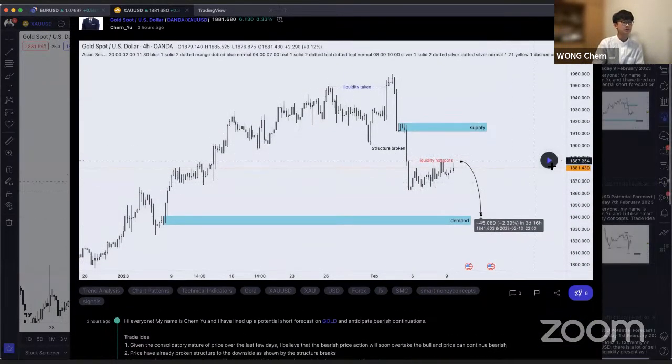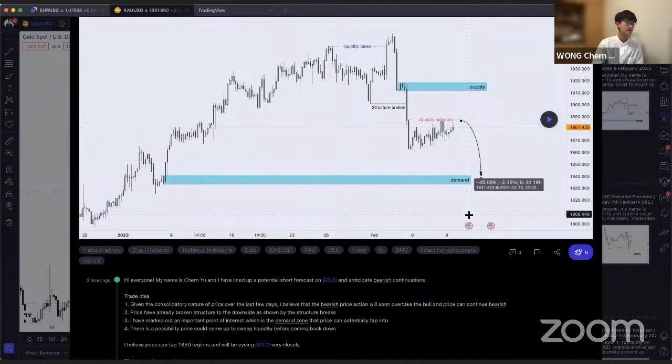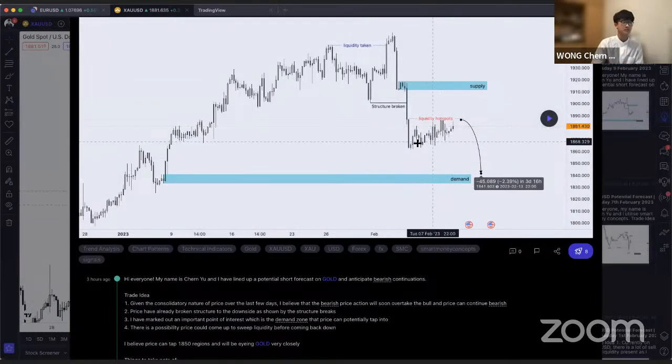I believe price can possibly head down, and my analysis is that the bearish trend price action will take over the bull market and all this short-term consolidatory movement, and go down further. It could potentially touch the bottom areas at 1840, which is the important point of interest, the demand zone.